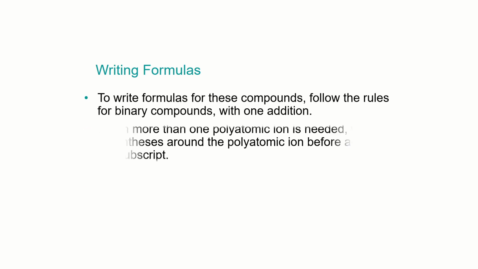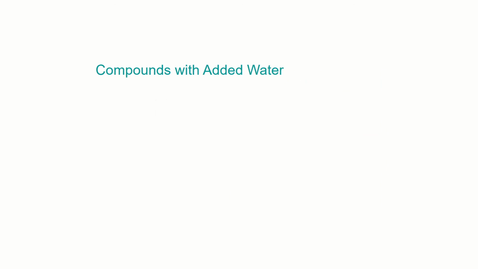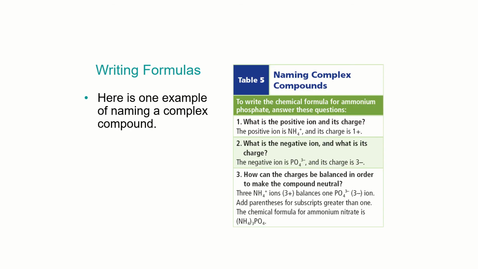Okay, now let's practice how we name complex compounds with the polyatomic ions. If you check this one, you may see we need to name ammonium phosphate. Ammonium phosphate.